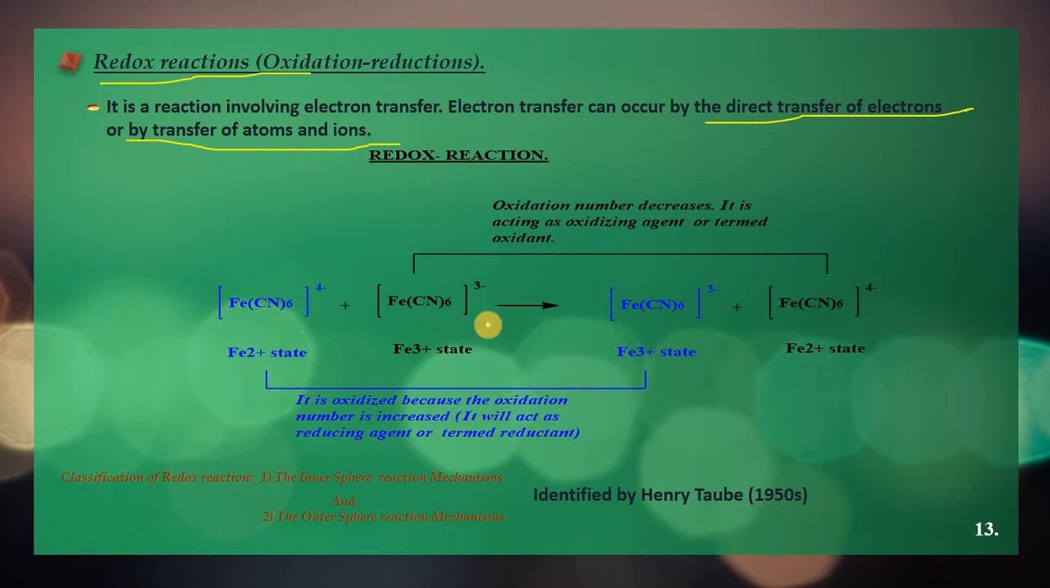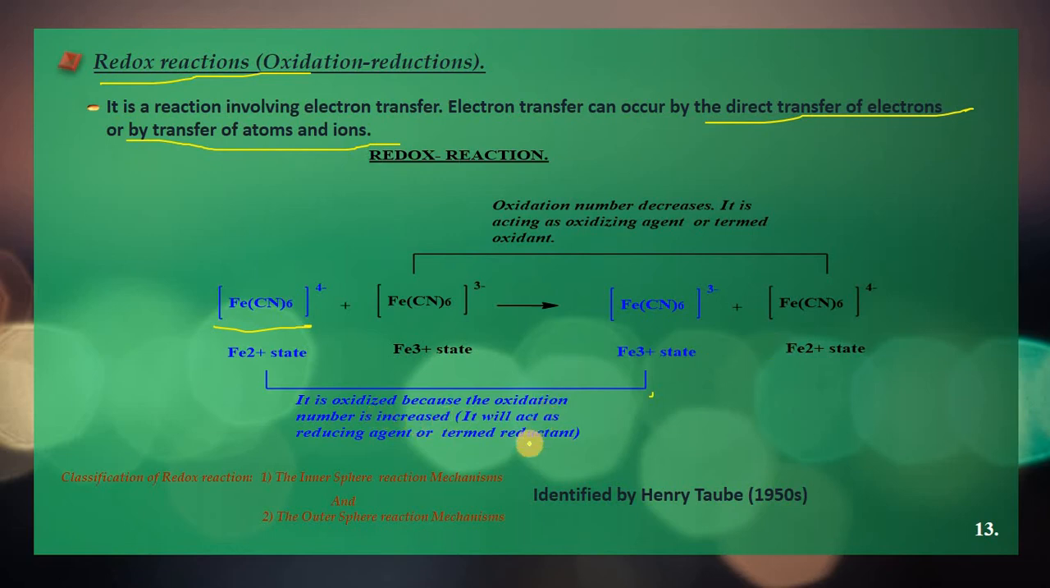I show the redox reaction in order for my explanation not to look like half-baked information. Let's take note of the color. For easy understanding, I show the color of Fe(CN)6 in a coordination sphere. Look at it, this is what we call the oxidation state, the oxidation number. So Fe2+ state and Fe3+ state. After the reaction, we notice there's an increase in the oxidation number. That is, it is oxidized because the oxidation number is increased.